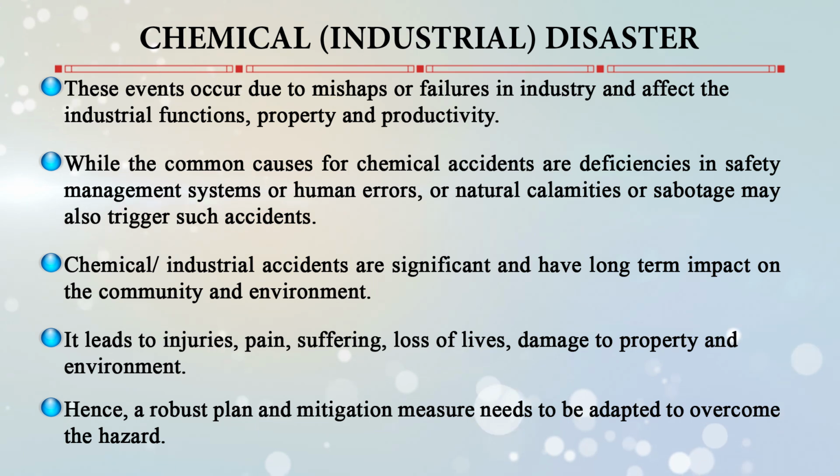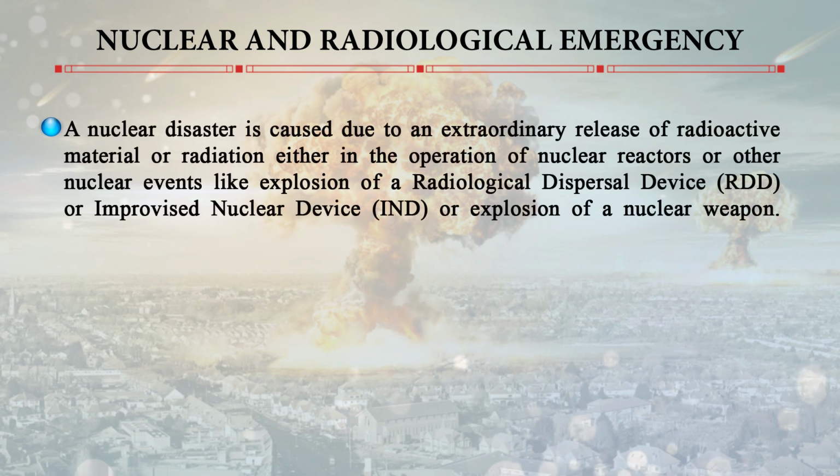Hence, a robust plan and mitigation measure needs to be adopted in order to overcome these hazards. Now, let us come to the nuclear and radiological emergency. Here again, the nuclear disaster is caused due to extraordinary release of radioactive material or radiation, either in the operation of nuclear reactors or in other nuclear events. For example, an explosion can occur due to a radiological dispersal device, or certain other nuclear devices, or even the explosion and detonation of nuclear weapons.